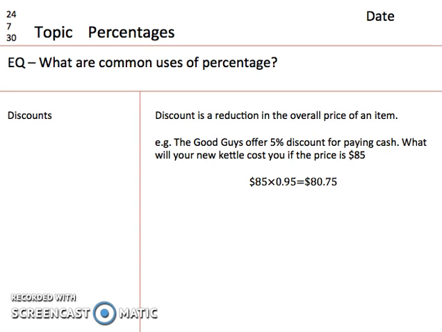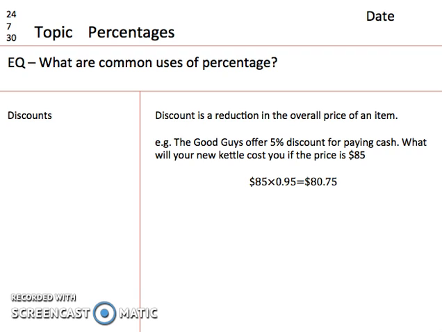When we're talking discounts, this will apply to what we were talking about in our previous topic where we were looking at percentage increase or decrease. Here we've got a discount, which is the reduction in the overall price of an item. When you go to the shops at Christmas time or the post-Christmas sales, you will see that prices have been reduced. For example, we've got The Good Guys offering a 5% discount for paying cash. If we're going in to buy a new kettle and the price is $85, we want to work out how much we will pay at the checkout.